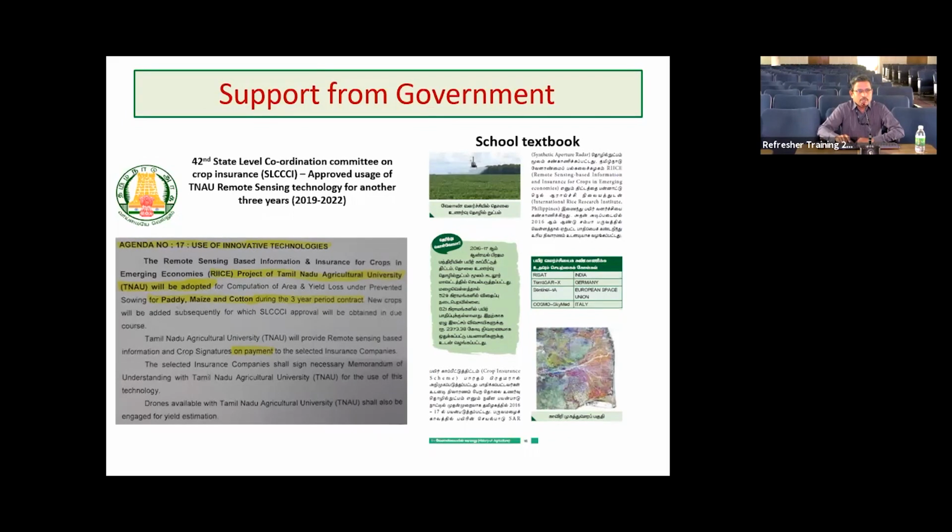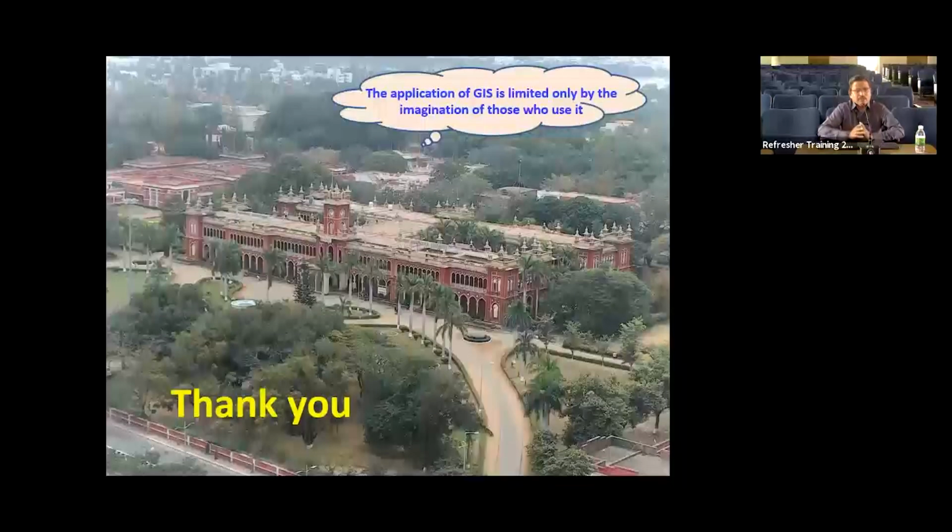So these are all the various applications and our capabilities which I wanted to discuss with you. So the application of remote sensing and GIS is limited only by the imagination of those who use it, not by the technology or the tool available with you. So we can use this technology for any fields in agriculture. Thank you very much.